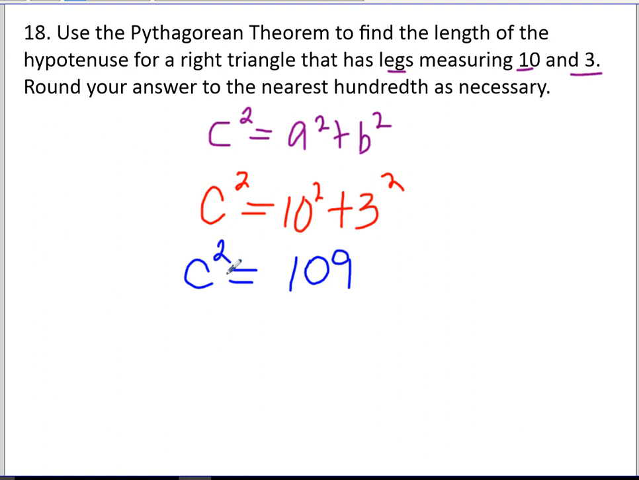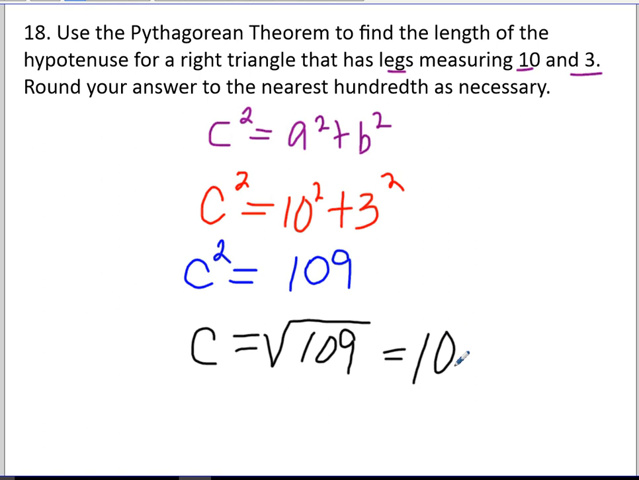So to get C by itself, we need to do the opposite of square, which is square root. So we need to take the square root of 109. It does not come out evenly. That's why they tell us to round 2 decimal places. And it is approximately 10.44 units. It doesn't give us which measurement it is.